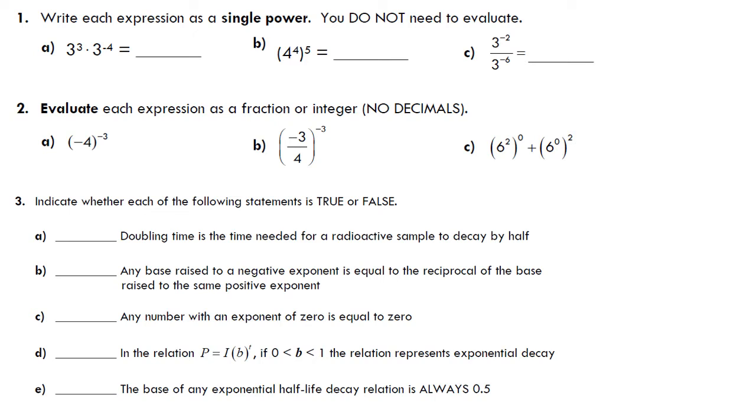And when we multiply like bases, so remember you can only use the rules when the base is the same, which it is, you rewrite the base, which is 3, and you add the exponents. So what's 3 plus negative 4? That's negative 1.